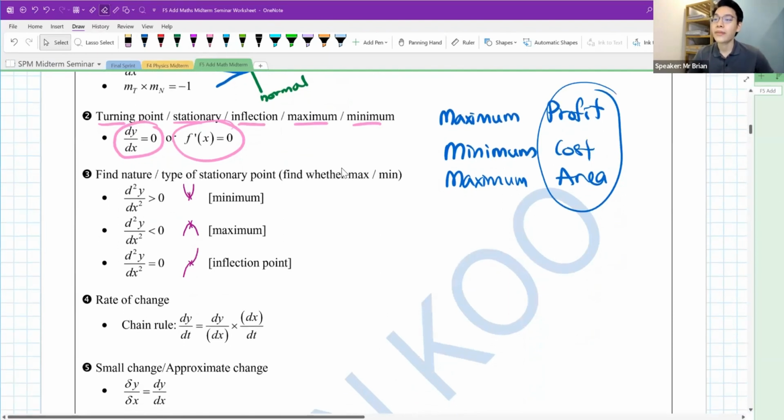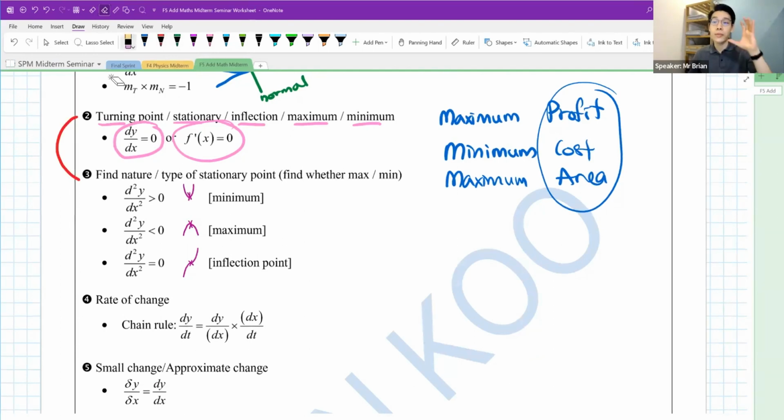Number 3. Many people mix up number 2 and number 3. You must have a very clear mindset of when to do number 2 and when to do number 3. I do number 2 only when I see those keywords. When I see those keywords, I immediately know I should do number 2. 99% of the time, if you know it's differentiation, it should be that.